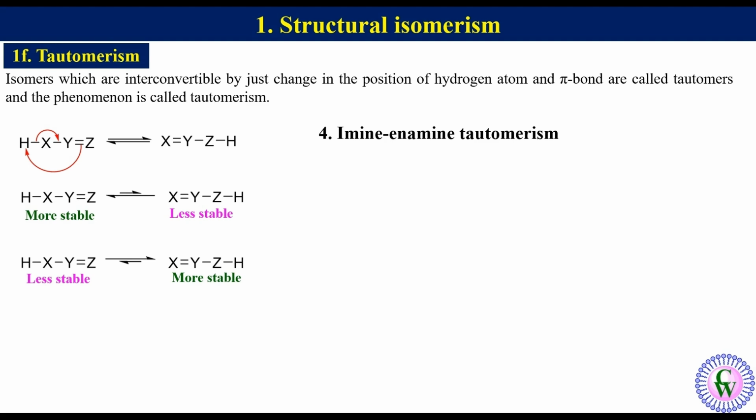Imine-enamine tautomerism. Imine is a compound formed by the reaction between a primary amine and an aldehyde or ketone. It has a double bond between nitrogen and carbon. Relocalization of alpha hydrogen from carbon to nitrogen gives tautomer enamine. In general, imine is more stable than enamine.